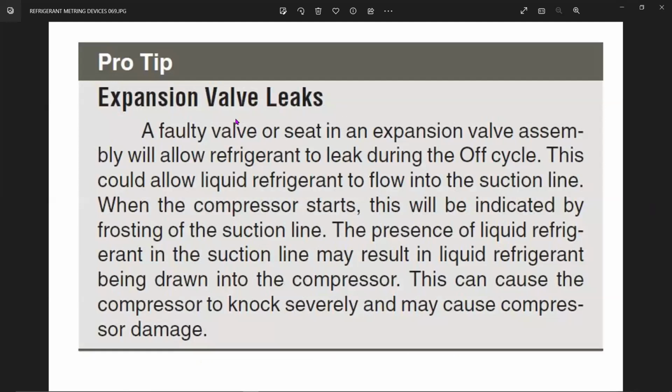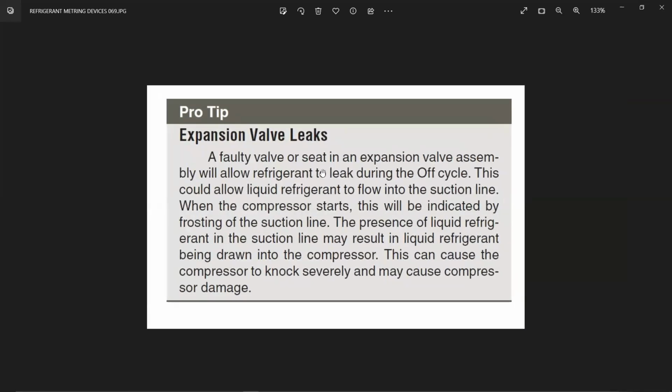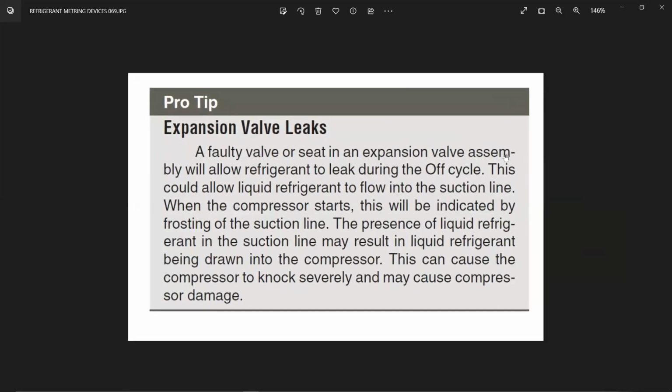Now, expansion valve leaks. The faulty valve or the seat in the expansion valve assembly will allow the refrigerant to leak off during the cycle. That means it will equalize. This will allow liquid refrigerant to flow into the suction line. And when the compressor starts, this will be indicated by frosting of the suction line.